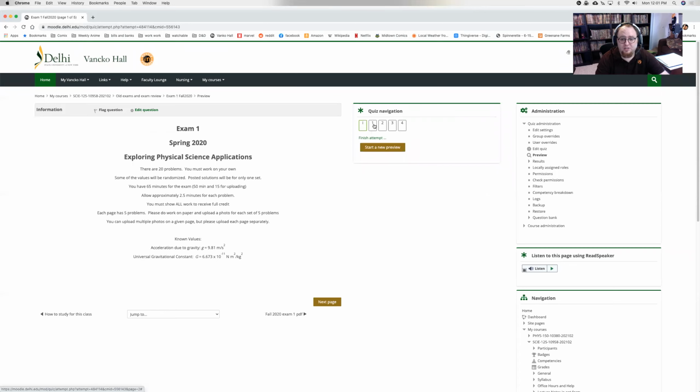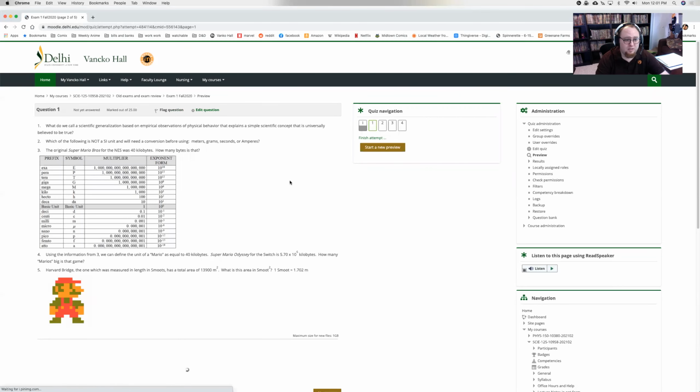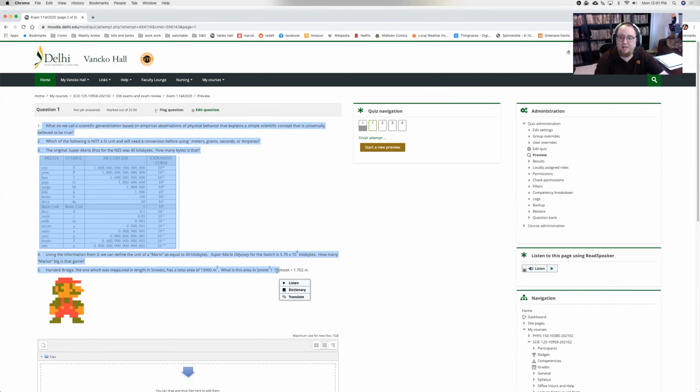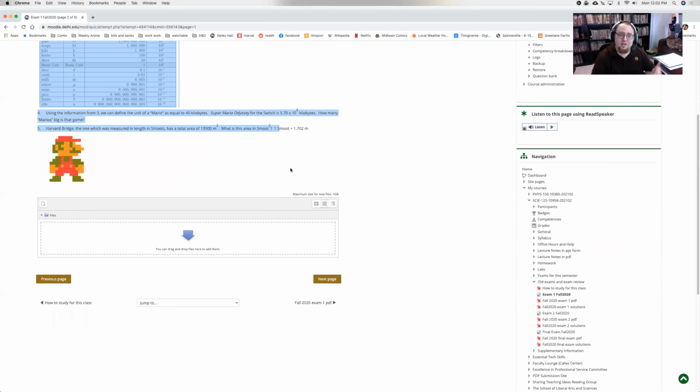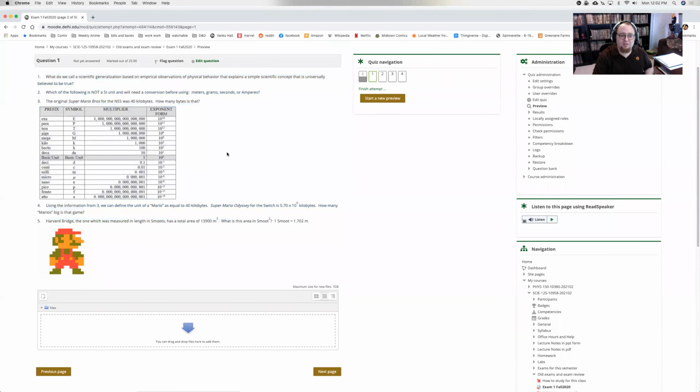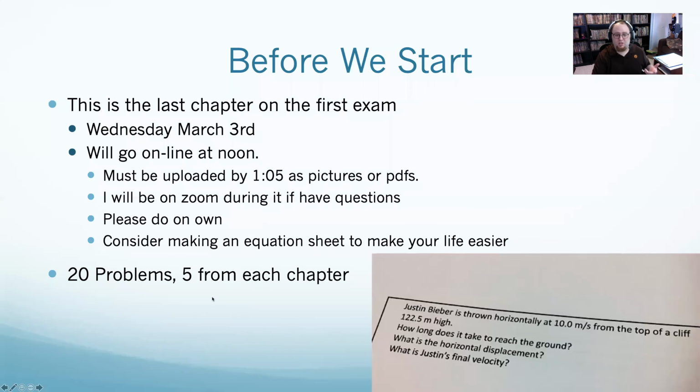What it's going to have is full pages of problems. Each one will have 5 problems in it. And how the exam works is you're going to do these on paper. Just do it on your own, just write on paper. And then I want you to take a picture of each page and upload. That way I can give partial credit. So you just do the work on paper, take a photo, upload it.